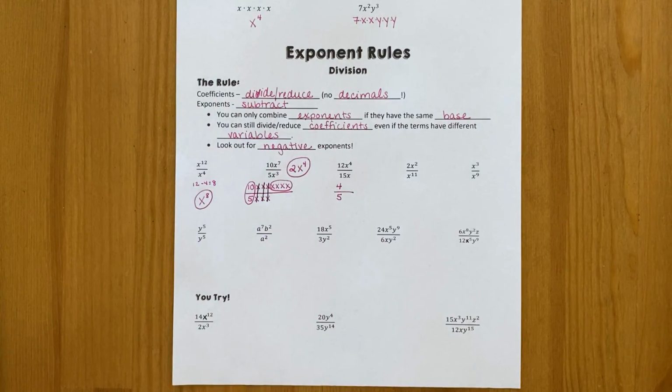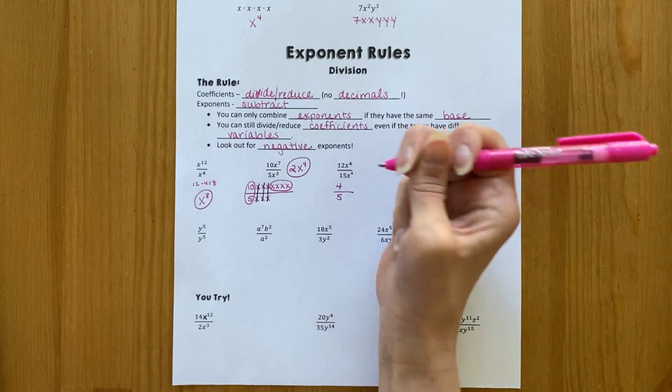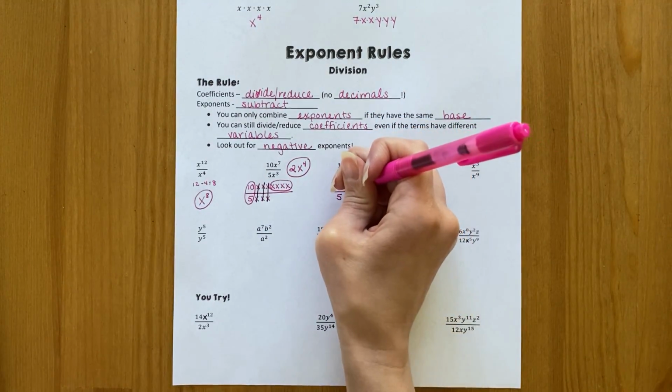This example also brings in those exponents of 1, so just remember that that exponent is there. So 4 minus 1 makes x to the 3rd.